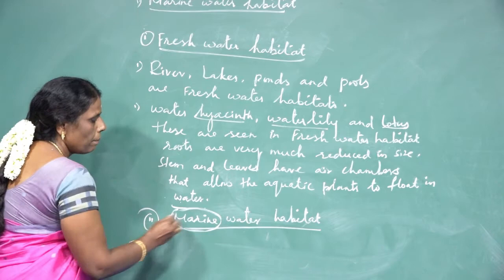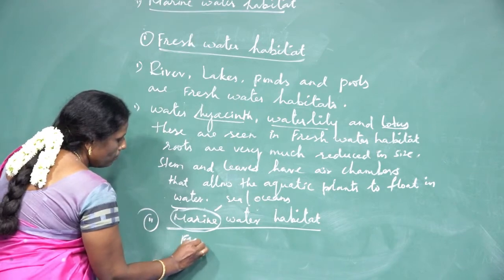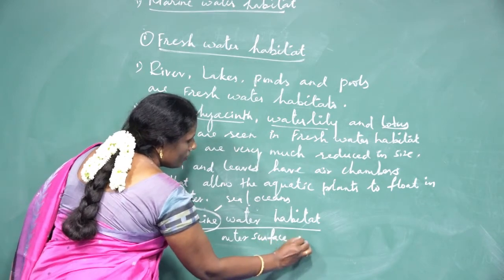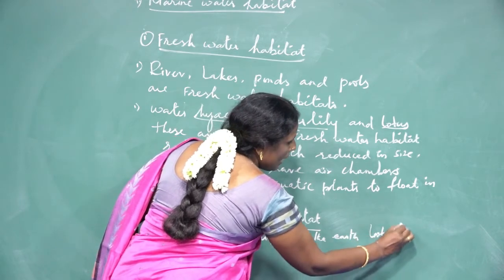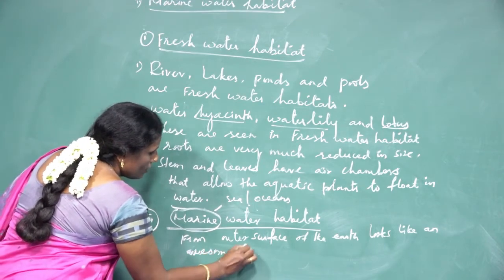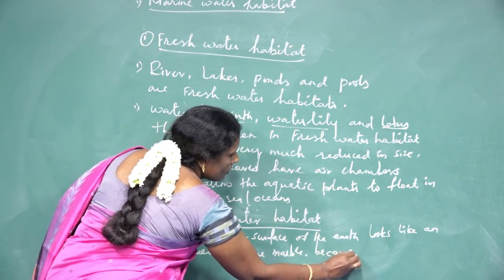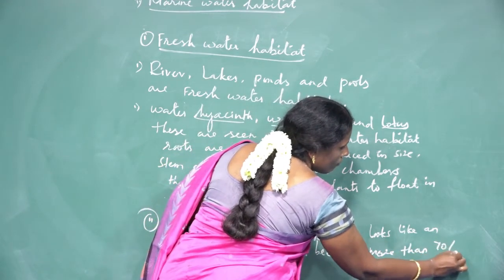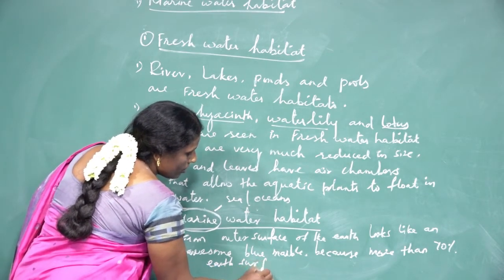What is the meaning for the marine? Marine means sea or oceans. From the outer surface, the earth looks like an ocean. Blue marble. Because more than 70% of Earth's surface is covered by oceans.